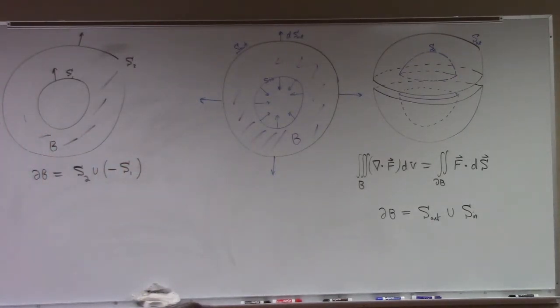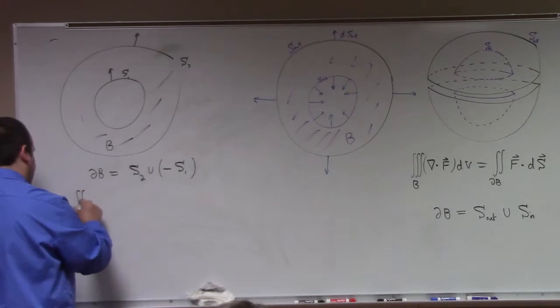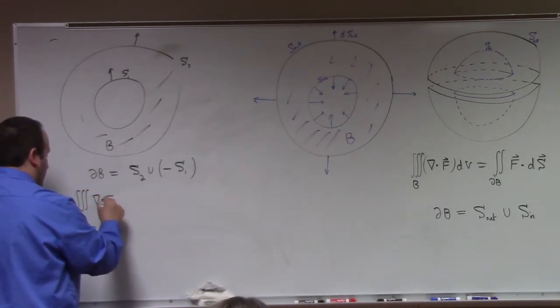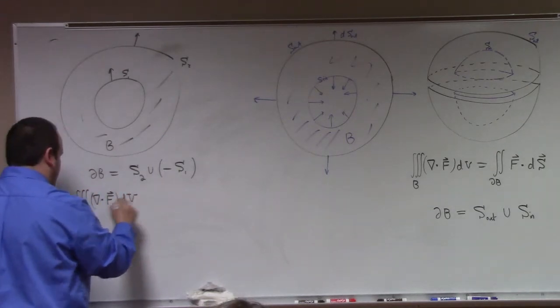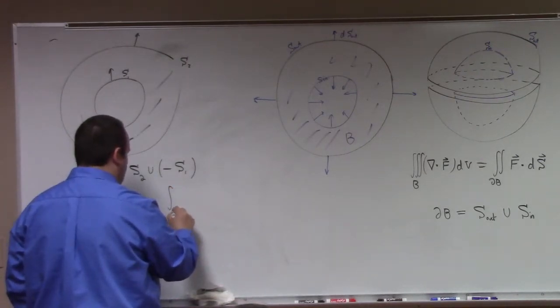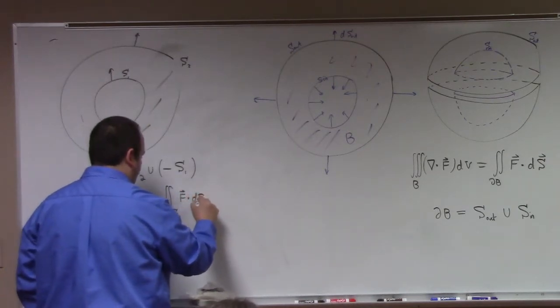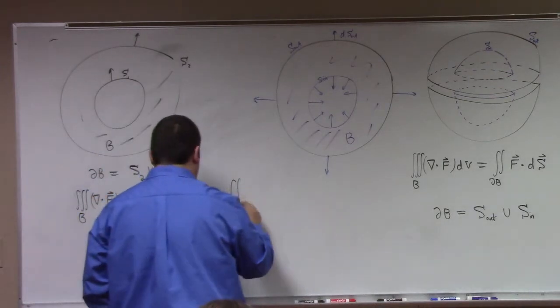If I want to think about the normal to S1 going in the same sense as S2, for the purpose of comparing the flux through S1 to the flux through S2, I would think about that. And with respect to that, the integral of the divergence of the vector field over the volume of the ball is equal to what? It's equal to the integral over S2, the flux through S2, minus the flux through S1.